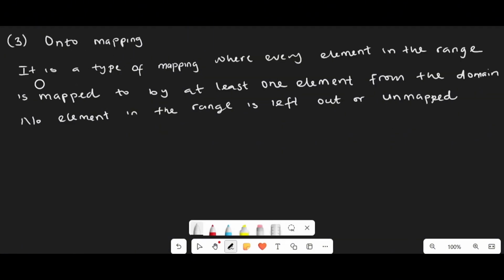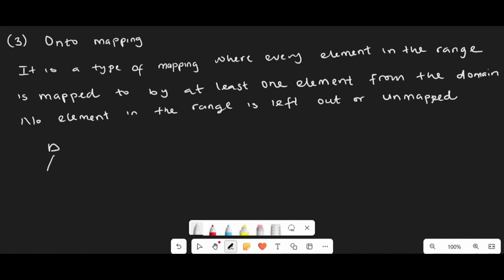Onto mapping. It is a type of mapping where every element in the range is mapped to by at least 1 element from the domain. No element in the range is left out or unmapped. Let us consider an example of this onto mapping.